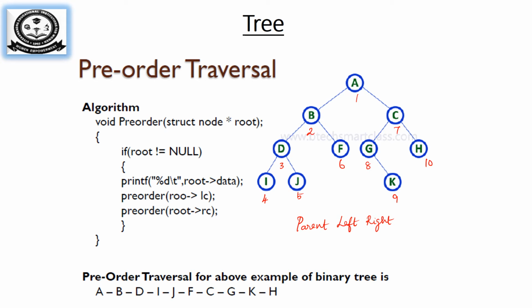Here we have taken an example of a binary tree for easy convenience. Each and every node will have a left child and a right child, or may not. So A has a left child and a right child. Now the concept is PLR: P parent node, L left child, R right child. For in-order it is LPR, but for pre-order traversal it is PLR.